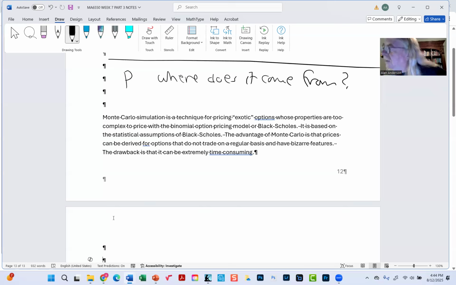So anyway, it's getting kind of late here, so we'll stop here. And then the next time we'll wrap up our discussion about the binomial option pricing model. In particular, I'd like you to see where P is coming from, and then we'll take a look at Monte Carlo. All right. So I'll see you then.